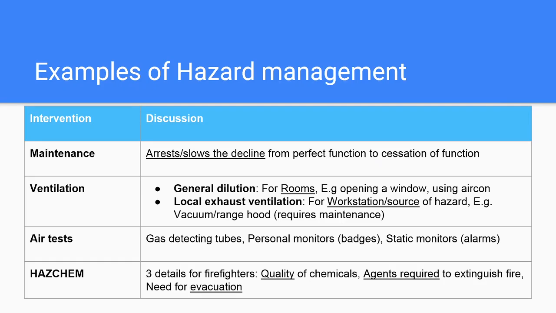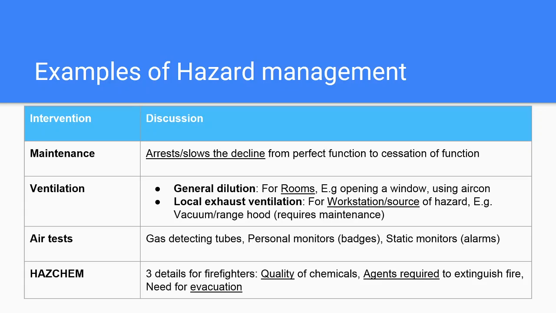So in terms of hazard management, there's a few things that the employer needs to do or should do to keep a safe environment. One of those is maintenance of machinery and equipment, and the definition of that is to arrest or slow the decline from perfect function to cessation of function. I remember a question where they were just like, which of these is maintenance? And it'll be like, replacing the pipes with new ones or something, or cleaning the pipes. But then there's one random line that just says arrests or slows the decline from perfect function, and you're like, it's probably that one.